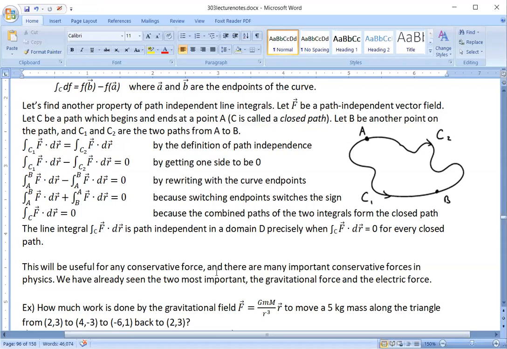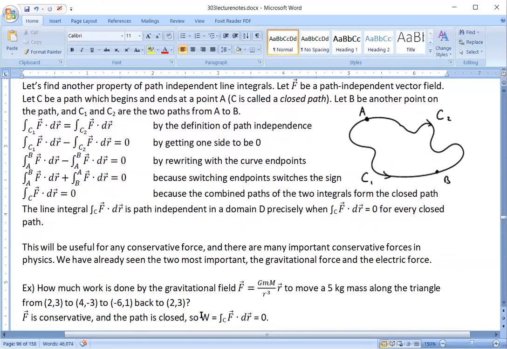Well, we know work is a line integral. It's the integral of F dot dr. But what do we know? We know that the vector field F is the gravitational force. It's conservative. And what do we know about our path? We're going from (2, 3) to (4, -3) to (-6, 1) back to (2, 3). In other words, this is a closed loop. Therefore, F is conservative and the path is closed. So the work, which is this line integral, equals 0. And now let's bring it back to a more general case.